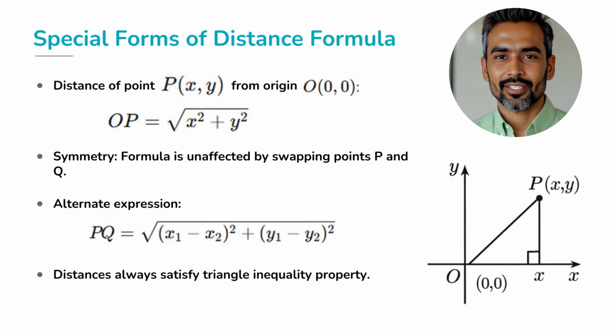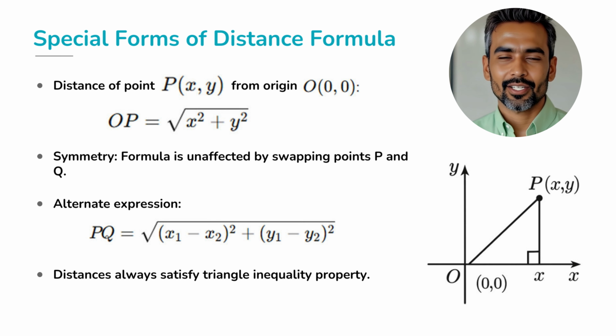Let's test this formula in a special scenario. Imagine a point P at (x, y) and the origin O at (0, 0). The distance OP equals square root of x square plus y square. Simple, isn't it? Also, note this: whether we say distance from P to Q or from Q to P, the formula doesn't change. It's like saying the distance from Delhi to Agra is the same as from Agra to Delhi.